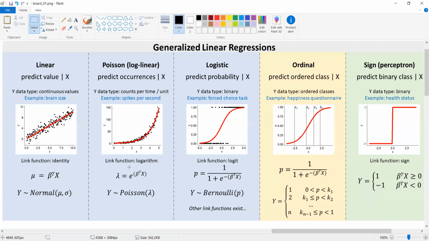The link function is the logarithm, but usually what we do, the Poisson distribution has one parameter, which is called the lambda parameter or the rate parameter. And the rate parameter is simply e to the power of our linear regression, okay?